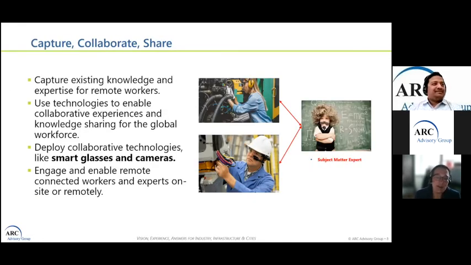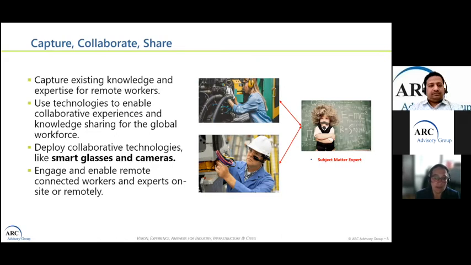So what we need is the information and the knowledge that experienced workers have, captured in a way that it can actually be used to train new workers or remote workers or give them access to it. And these technologies should enable a collaborative experience, and need to have the ability to share knowledge on a local, a regional, or even a global level for a global workforce.